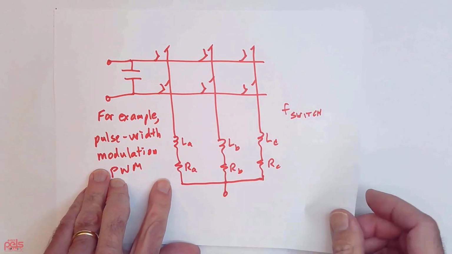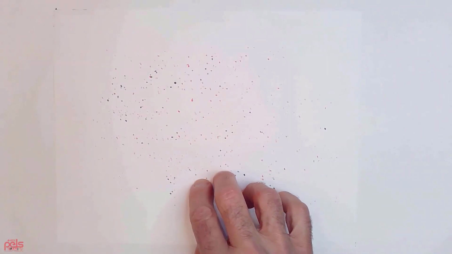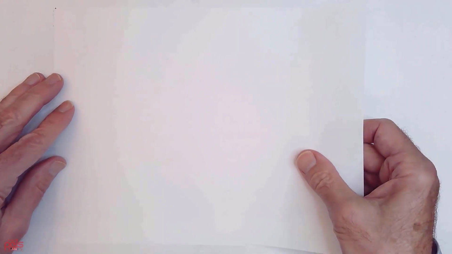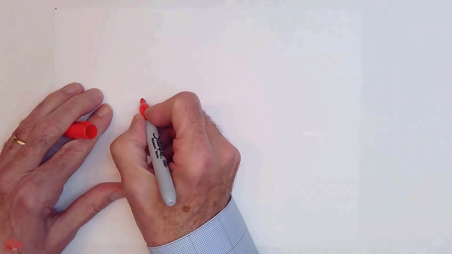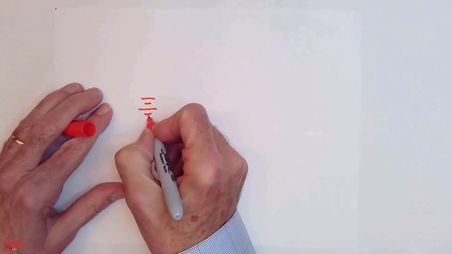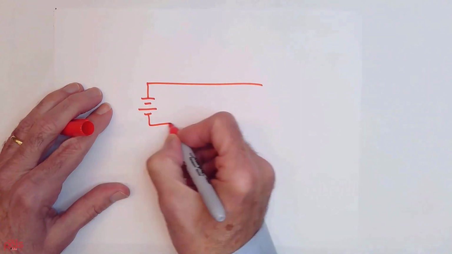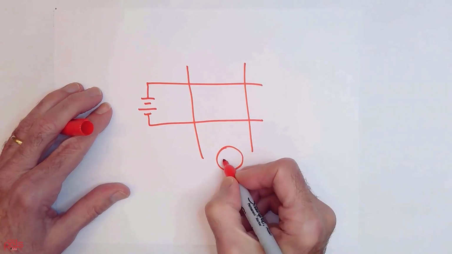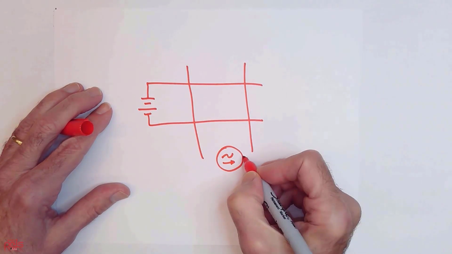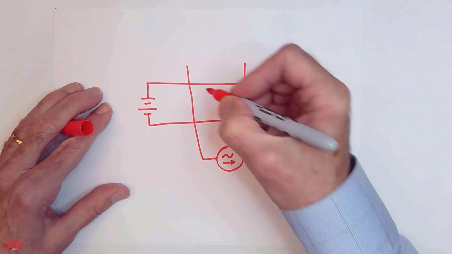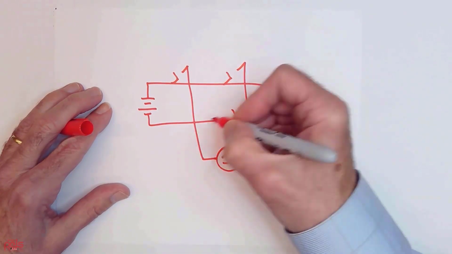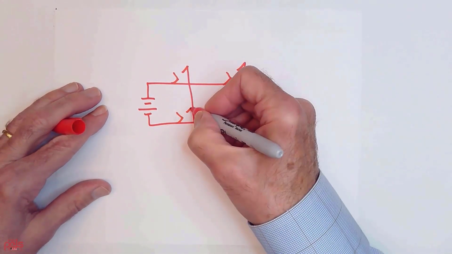Now, let me back up. Okay, I want to go back to the generic bridge circuit once again, but with a voltage source. So here's my voltage source, and here is my, remember we have this awkward symbol here, my AC current source, right? I want to think about this just for a bit. Let's think about the switches.